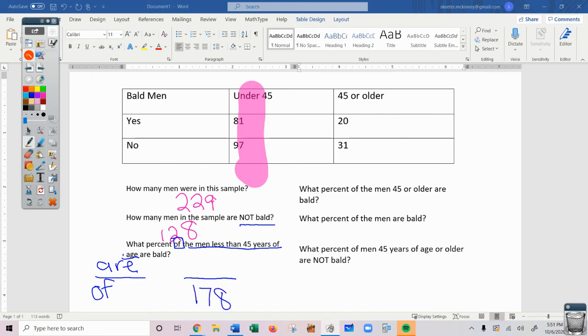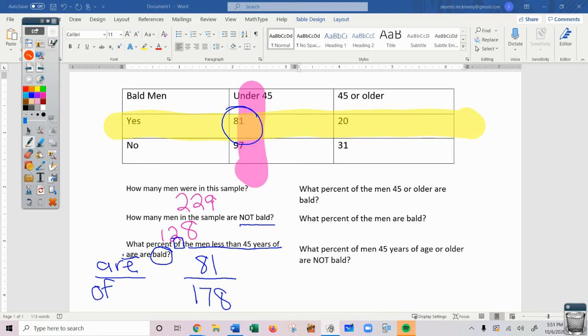Okay, then after the word "are" is bald. So we're looking for men who are bald. So that's a yes, bald. So I'm going to go to my yes and go all the way across here. And I want the intersection, where those overlap. So I want 81 on the top. Now, I have a fraction, but 81 over 178 is not a percent. That fraction allows me to calculate the percent.